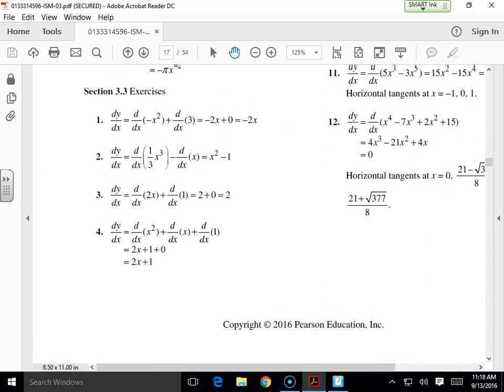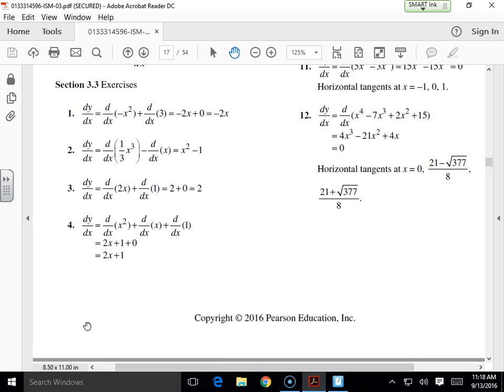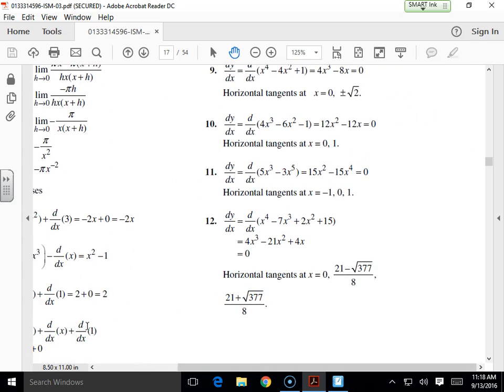So, hold on. There we go. What evens did I give you? All of them. Not all of them. You misunderstood which even numbers. Yeah, but that wasn't what she was asking. Got it. Number 10: horizontal tangents at 0 and 1.